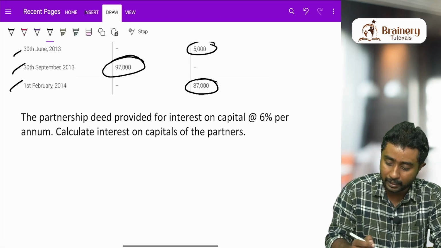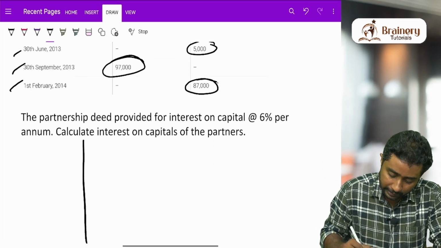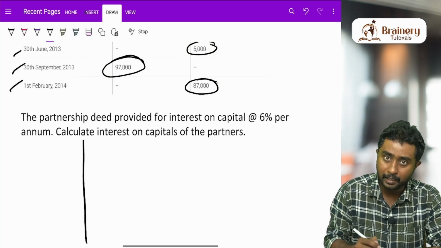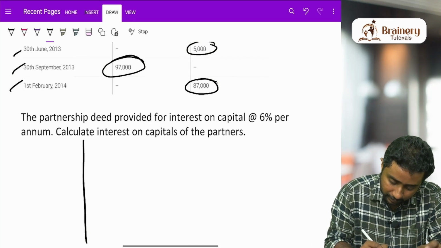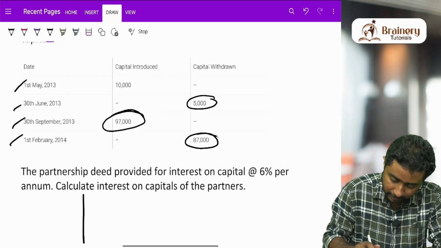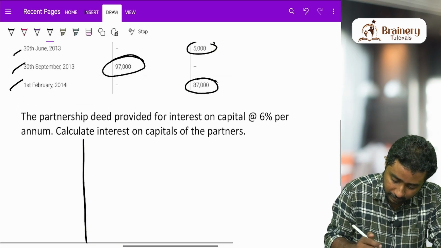For that, I would like to draw a table so that the calculation can be done in a single table itself. So for that I am drawing a table with the dates. Say for example, as the first day is 1st May.